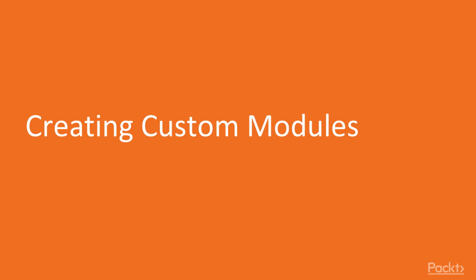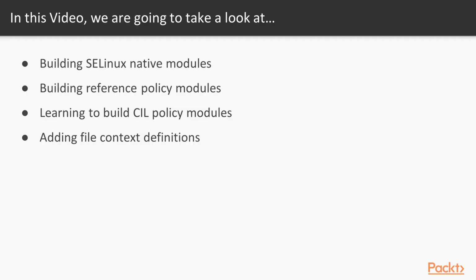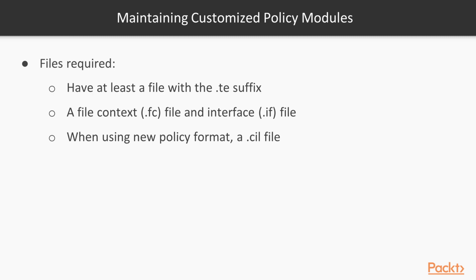This is the third video of this section, creating custom modules. In the previous video, we learned how to enhance SELinux policies. In this video, we'll start by building SELinux native modules and reference policy modules. Then we'll learn to build CIL policy modules and add file context definitions. We can always maintain our own SELinux policy modules as well.